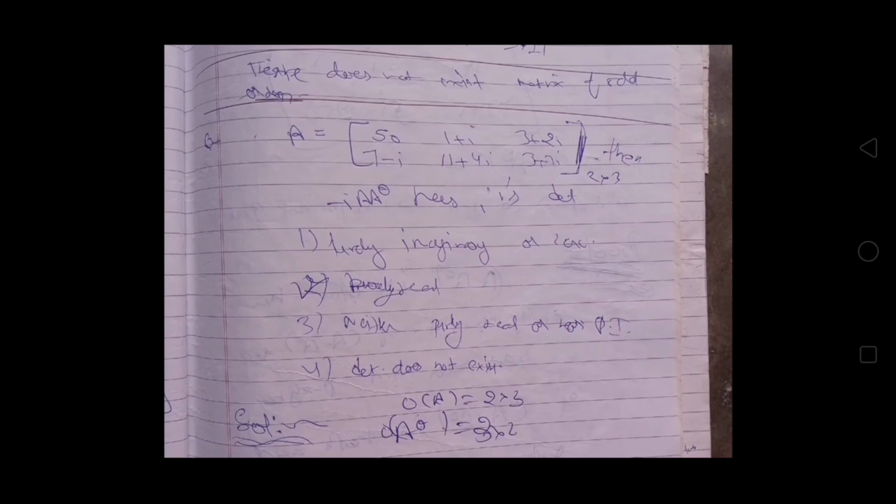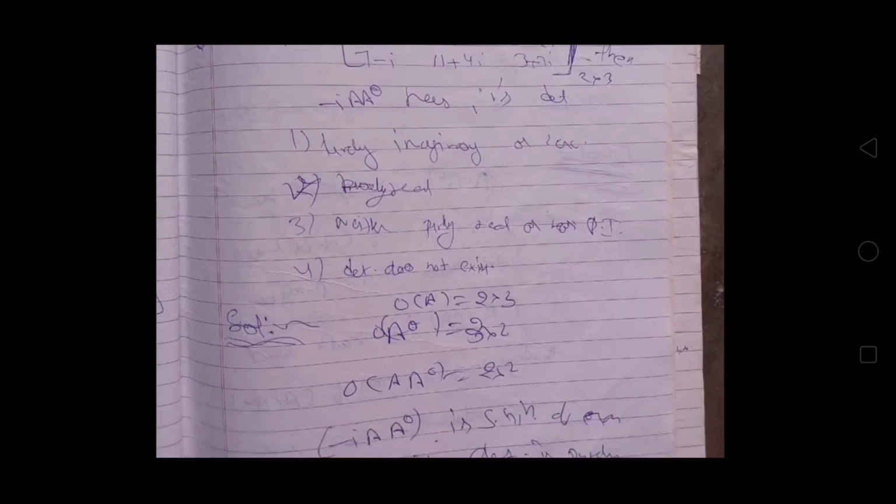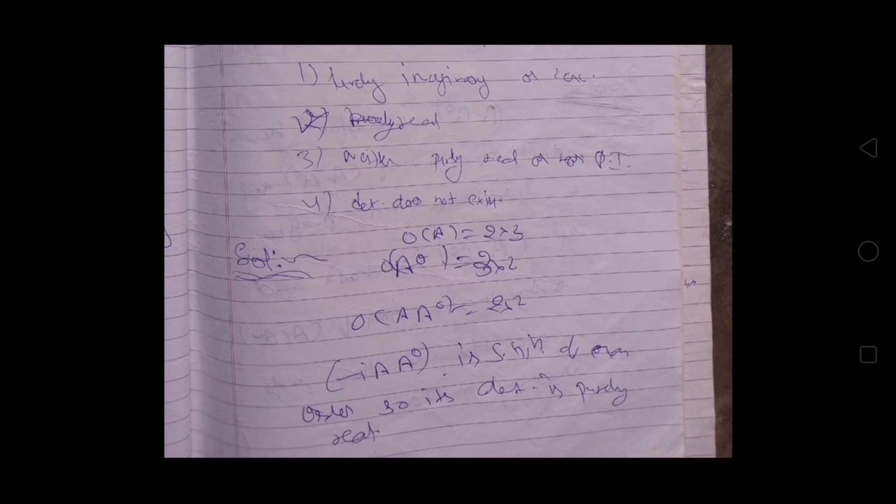Now consider this question: if A is a matrix of order 2 cross 3, then minus iota into A A theta has its determinant equal to, we have four options. Order of A is equal to 2 cross 3, and order of A theta will be equal to 3 cross 2, and order of A into A theta will be equal to 2 cross 2, and minus iota into A A theta is skew Hermitian of even order, so its determinant is purely real. A into A theta is always a Hermitian matrix, and imaginary times of Hermitian matrix is skew Hermitian matrix, and we know that skew Hermitian matrix of even order has determinant equal to purely real number.